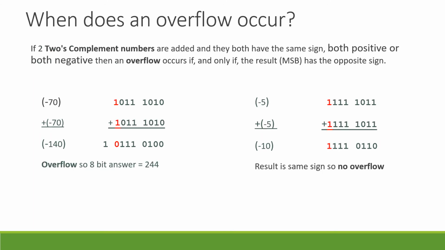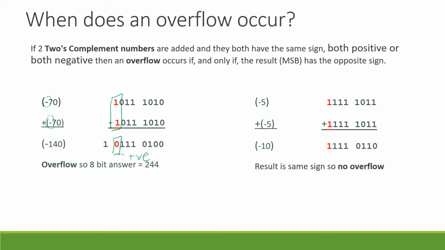So an overflow occurs if we've got two 2's complement numbers and their most significant bits are the same, then the most significant bit of the answer is different. So in this first case, adding together two negative numbers, that red 0 there indicates a positive result. That's an overflow.